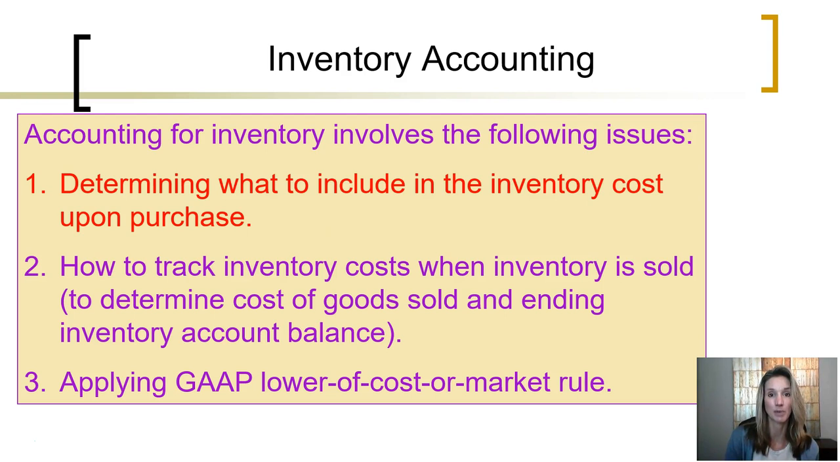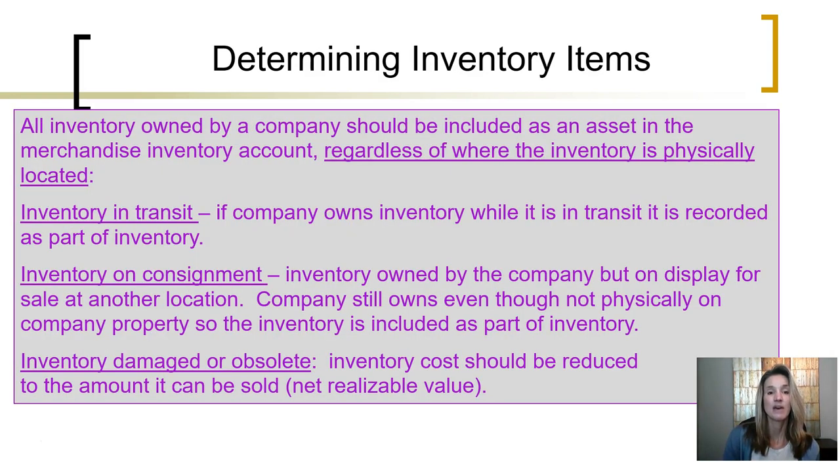In this segment, we're going to look at this first item, determining what to include in the inventory cost upon purchase. All inventory that a company owns should be included as an asset in the merchandise inventory account, regardless of where the inventory is physically located. So if there is inventory in transit, in other words, if a company owns inventory while it is in transit, it is recorded as part of the company's inventory.